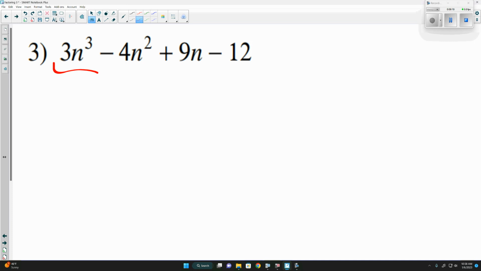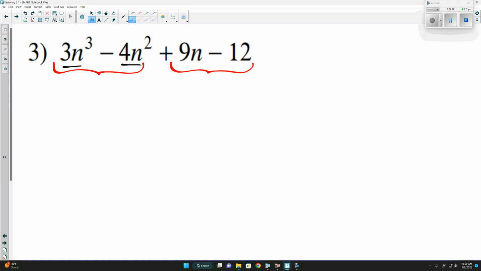Now, for factoring by grouping, I normally pick the first two and last two to do this with. We could rearrange it. I could use the 3n cubed and the 9n, or the 3n cubed and the 12, and group them that way, and it would still work. But this is a little bit easier. For one, I don't have to rewrite the whole thing, and two, it's easier instead of mixing it up.